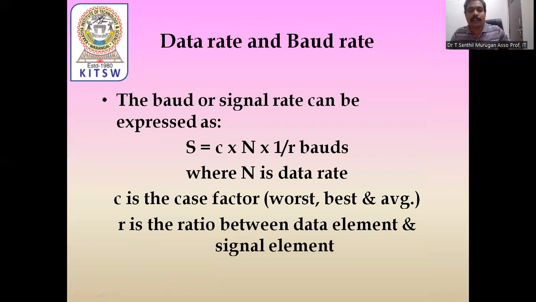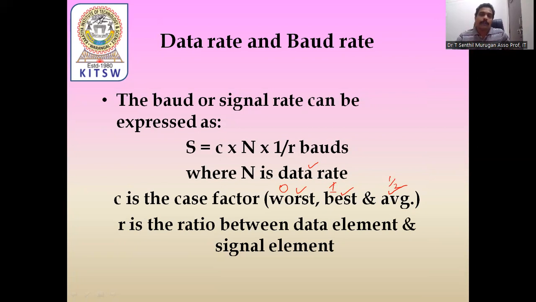While we are calculating data rate and baud rate, the baud or signal rate can be expressed using this formula: signal rate equal to C into N into 1 by R. What is the C value? C is the case factor: worst case, best case, or average case. For worst case the value is 0, for best case the value is 1, and average means 1 by 2, that is (0 plus 1) by 2. N is the data rate, and R is the ratio value.